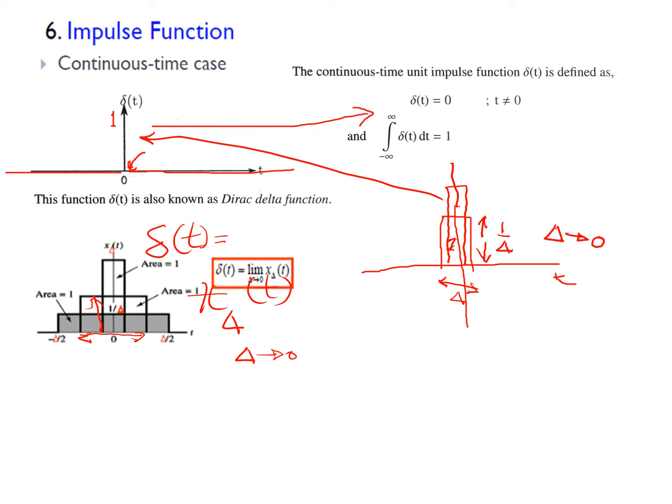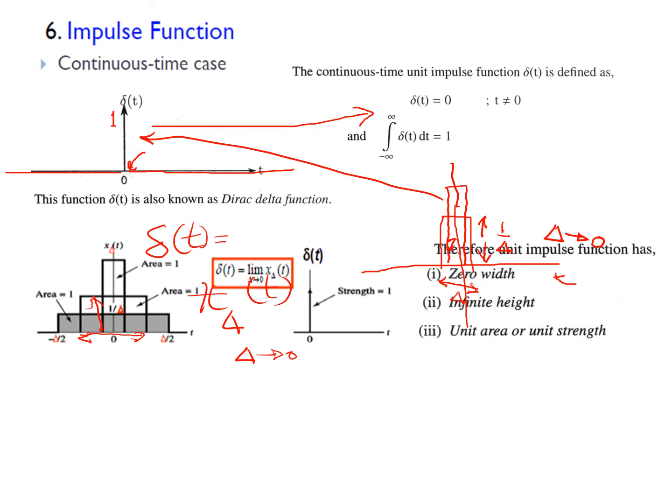That means practically, a signal graphically recorded like this, with strength 1, the unit impulse function has 0 width, infinite height, and unit area or unit strength. So this is how I can practically generate an impulse. That is, I take a pulse of any shape, but the width should be nearly 0. It is not 0, because if it is 0, then this signal doesn't exist. It should be nearly 0, as small as possible. And the height must be infinitely large so that the area is 1.